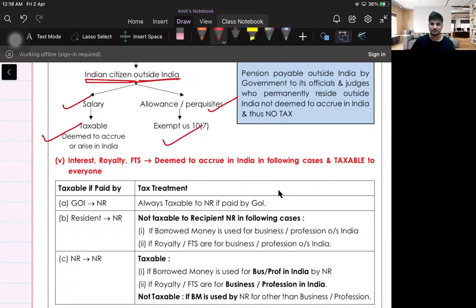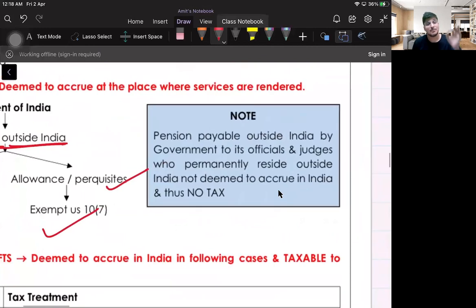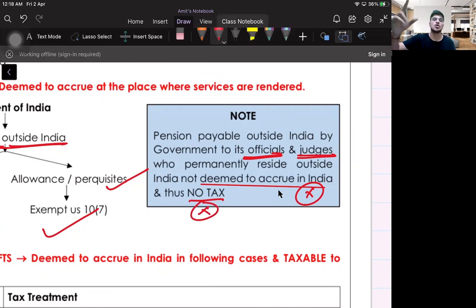They also gave one more example below: pension, which is received after retirement. If the government of India made a payment of pension outside India, to whom? To its officials and judges who are permanently residing outside India. We will not tax this, we will not consider it deemed to accrue in India. Therefore there will be no tax on it. This is the pension paid by the government to officials or judges who are permanently residing outside India.